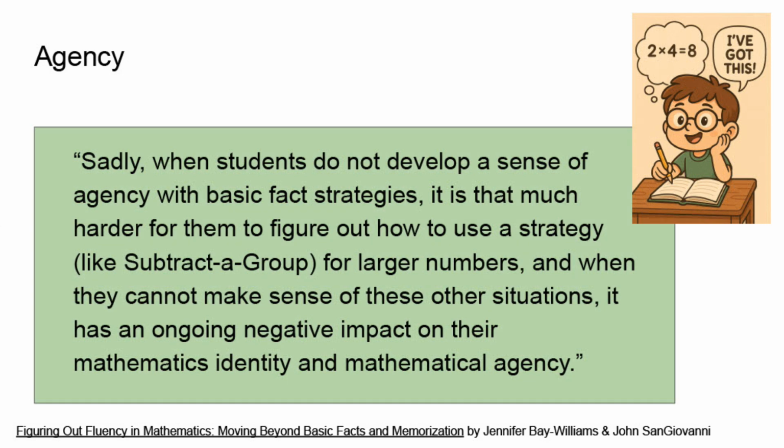Sadly, when students do not develop a sense of agency with basic fact strategies, it is that much harder for them to figure out how to use a strategy, like subtract a group, for larger numbers. And when they cannot make sense of these other situations, it has an ongoing negative impact on their mathematics identity and mathematical agency. So students need to understand these 7 strategies to be successful in applying them to larger numbers and other contexts.